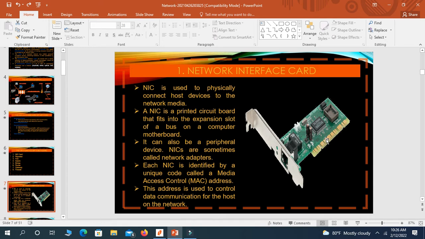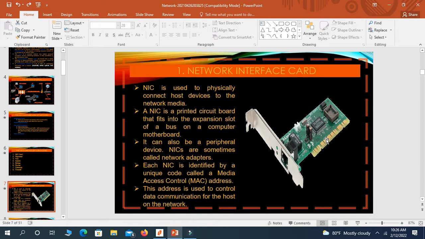So NIC is used to physically connect host devices to the network media. What is meant by that? NIC is used to physically connect host devices to the network media. What do you understand by this one? Tell me. Pause the video for, let's say, 20 seconds, think about it, and share your thoughts on this.